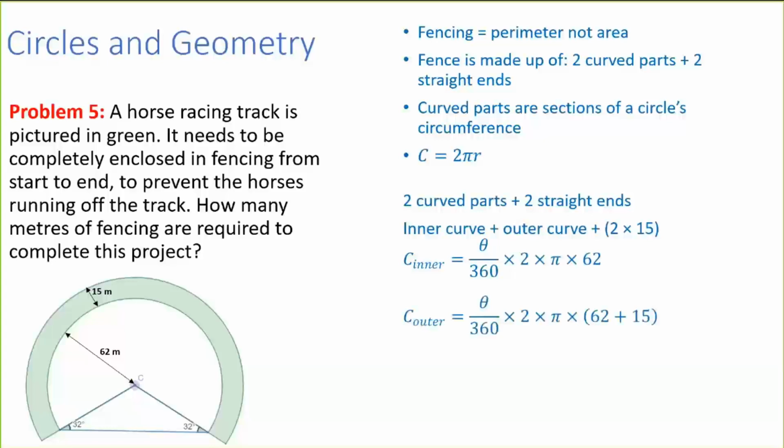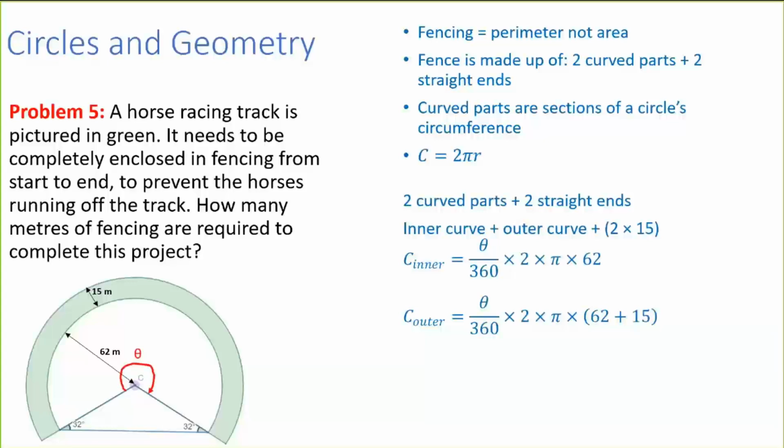Now, the outer circle, the radius is 62 plus 15. See, I've substituted that in. And the same proportion, the same angle applies. So what we do need to find is the angle there, and I've drawn it in red for you. How do we find that angle?